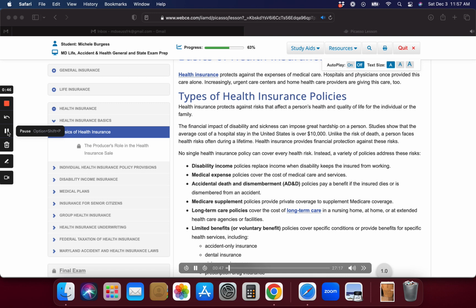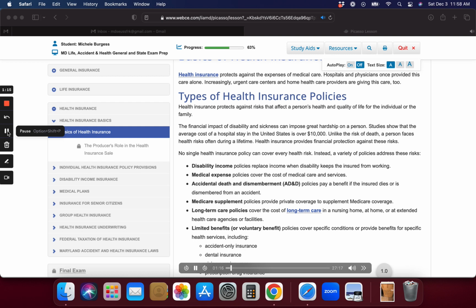No single health insurance policy can cover every health risk. Instead, a variety of policies address these risks. Disability income policies replace income when disability keeps the insured from working. Medical expense policies cover the cost of medical care and services. Accidental death and dismemberment, AD&D, policies pay a benefit if the insured dies or is dismembered from an accident.